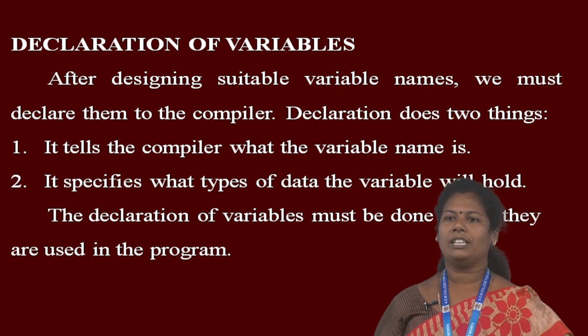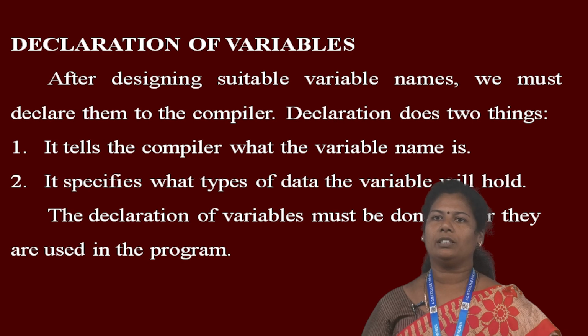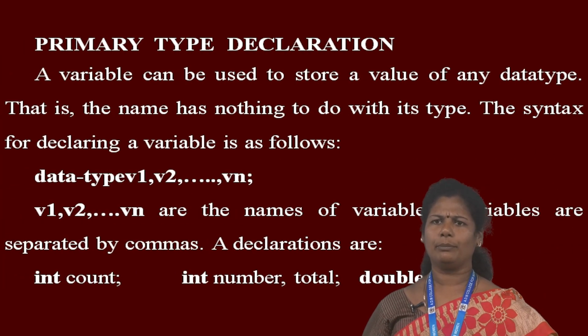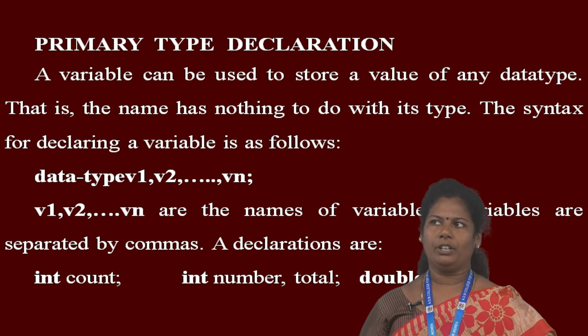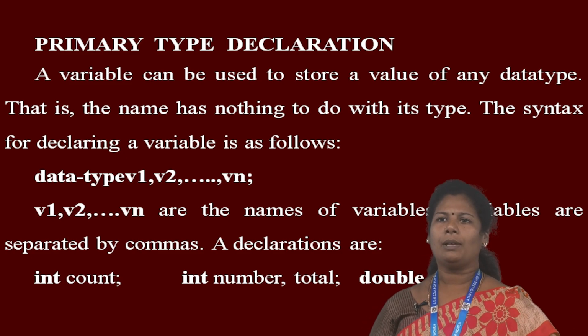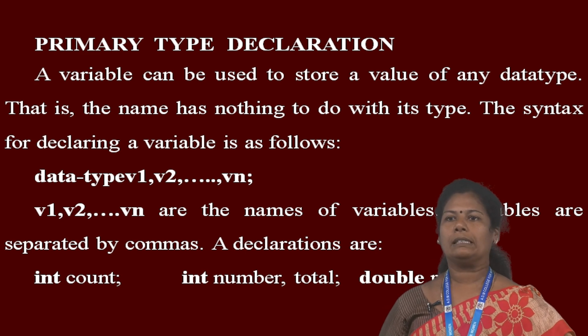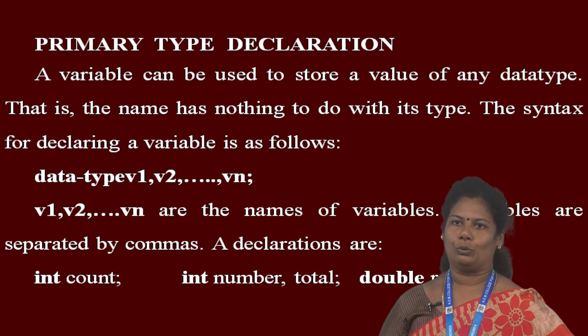The declaration of variables must be done before they are used in the program. Primary declaration: a variable can be used to store a value of any data type. That is, the name has nothing to do with its type. The syntax for declaring a variable is as follows.